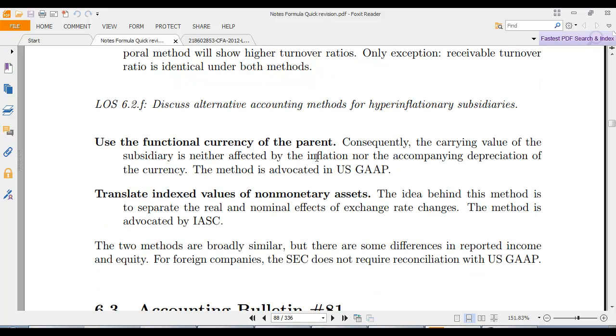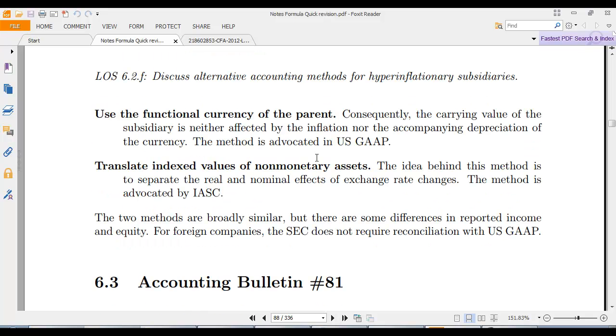Discuss alternative accounting methods for hyperinflationary subsidiaries. The first is the use of the functional currency of the parent; consequently, the carrying value of the subsidiary is neither affected by inflation nor the accompanying depreciation of the currency. The method is known as US GAAP.